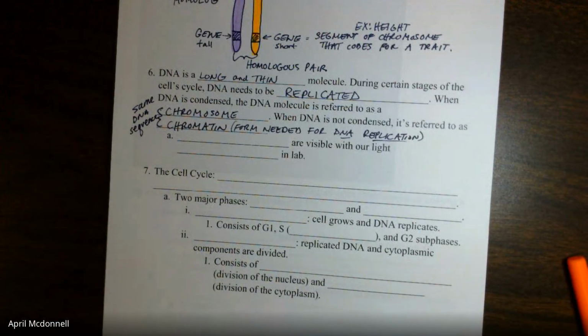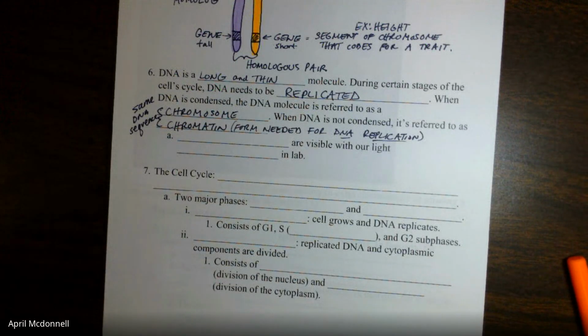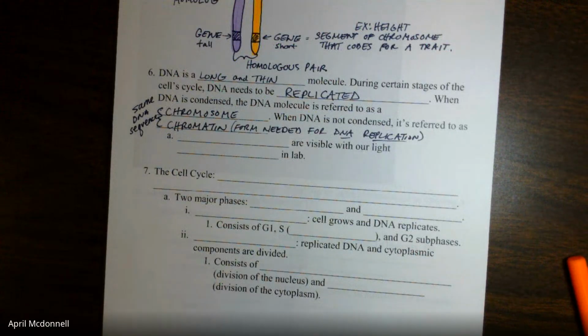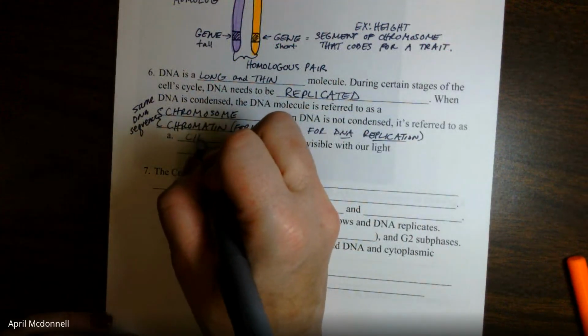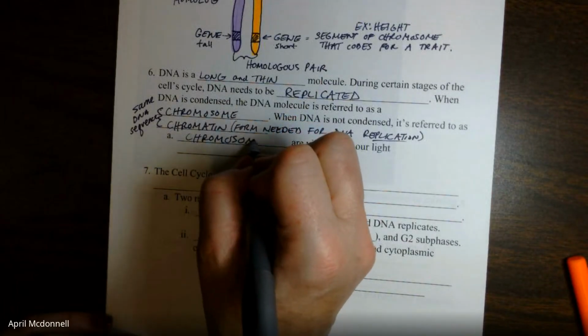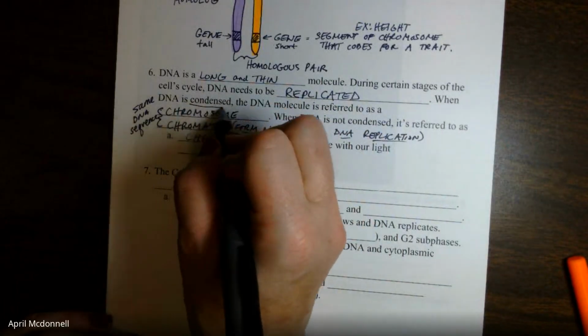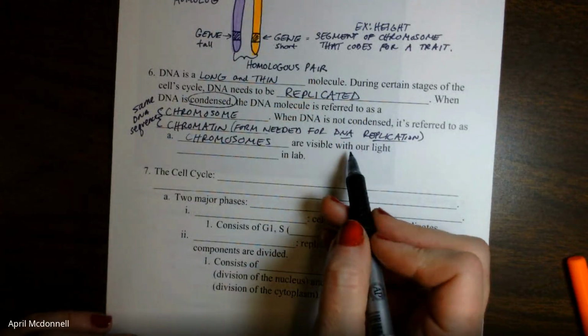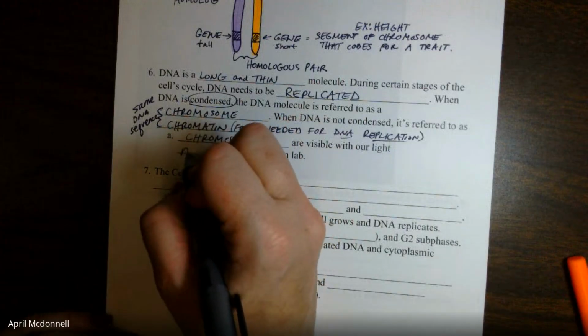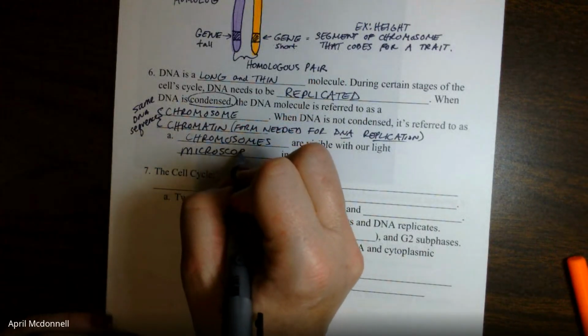However, in lab, we will look at cells where we can see chromosomes. When we look at a cell that has its DNA in the form of chromatin, we will not be able to see the DNA with the microscopes that we have in our lab. So let's go ahead and list that chromosomes, which is basically the condensed form of DNA, are going to be visible with our light microscopes in our lab.